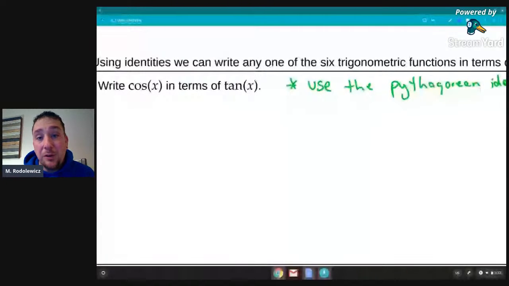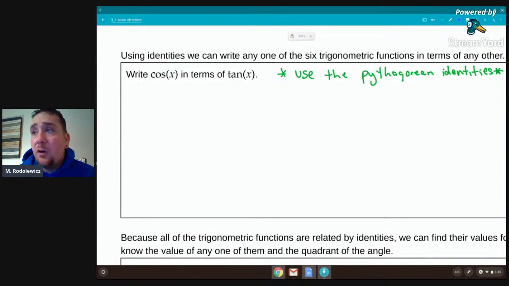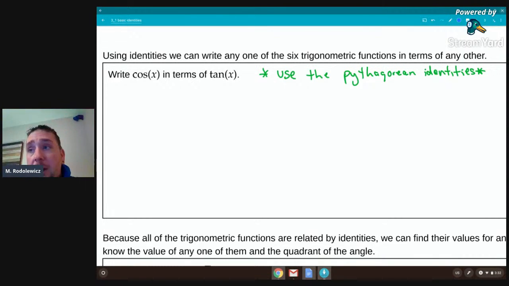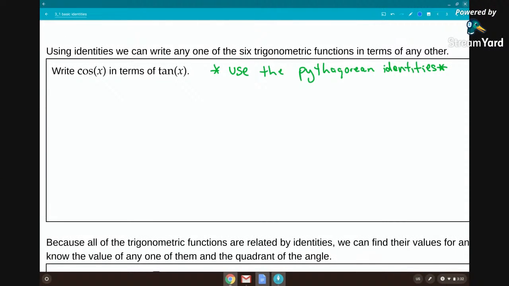So I had to trim my last video because I had a distraction going on in the background, but I'm going to pick up from here relatively quickly because I want to close this out. So we're going to end using identities to rewrite any of the six trig functions in terms of the other trig functions. There are a couple of examples of these done out in your book, so I refer you to that for more examples. But with no further ado, write cosine in terms of tangent.